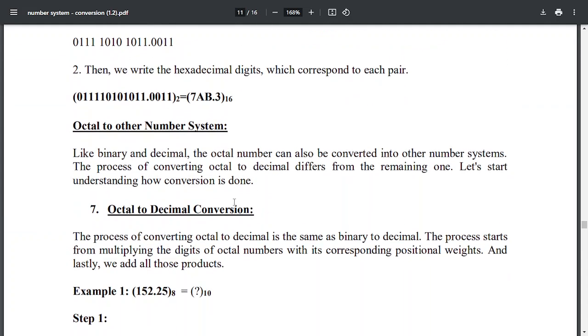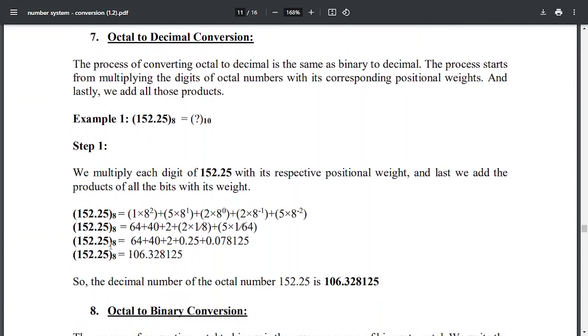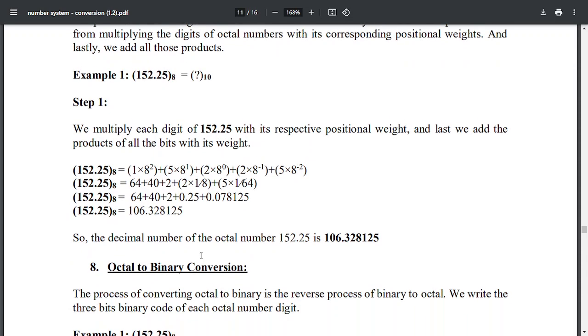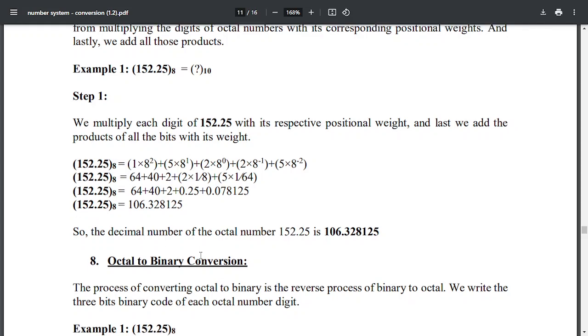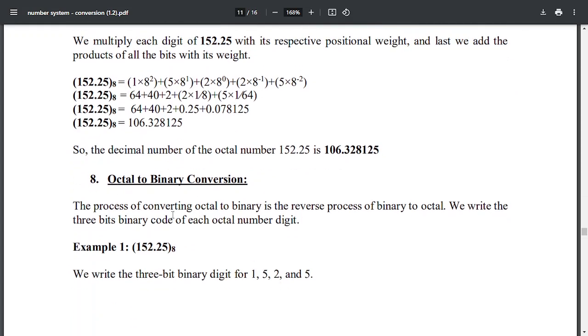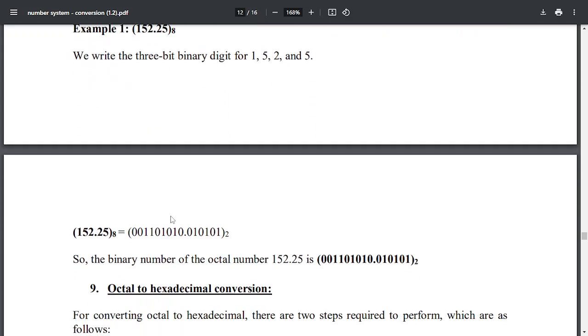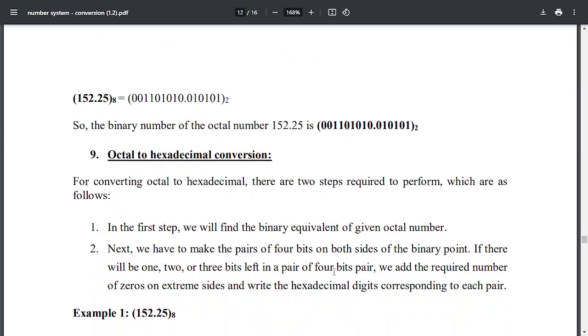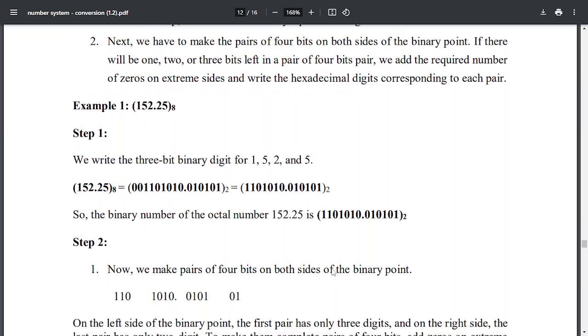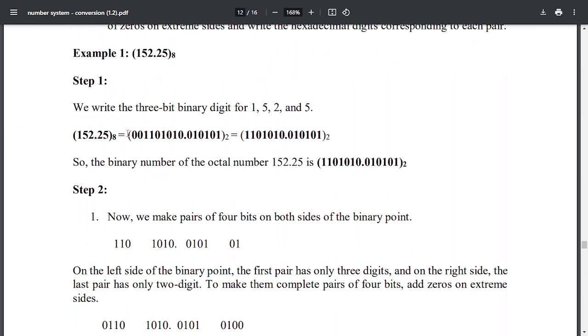Next, octal to other numbers. Octal to decimal is just multiplying with the given positional values. You are going to get the decimal number system. So multiplying with positional values always gives a decimal number system value. Next, coming to octal to binary. Octal to binary is a direct representation of the given number using 3 bits in binary. Octal to hexadecimal is also the same thing, but an intermediate stage of binary should be obtained.